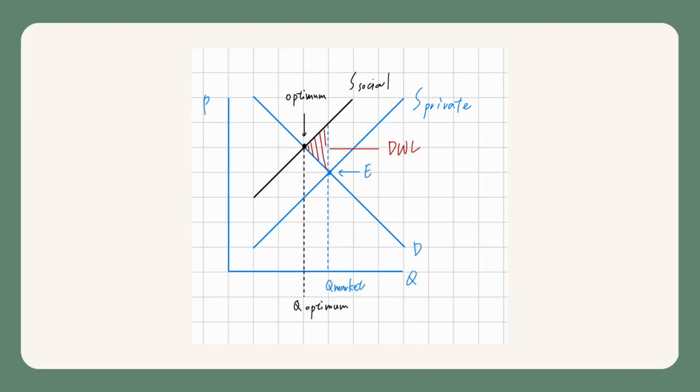In the graph, the deadweight loss is the red triangle formed by two things: the vertical gap between the social cost and private cost curves, and the output difference between Q social and Q market. These red triangular areas represent the welfare loss to society due to excessive pollution.